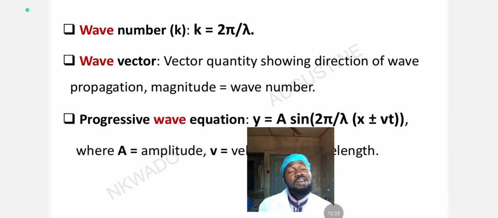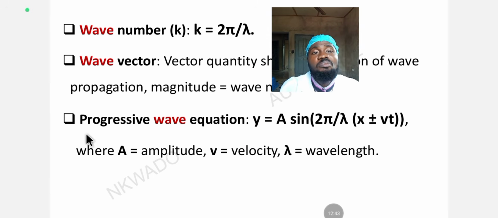So if you are given wave number and magnitude and you are asked to find the wave vector, what do you have to do? You already have the magnitude and the direction. You divide both sides and get your answer. As easy as that. So, progressive wave equation.